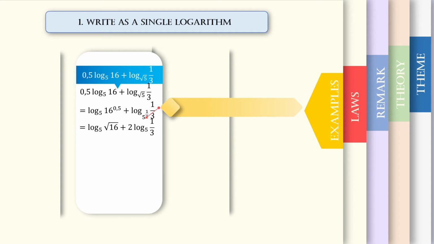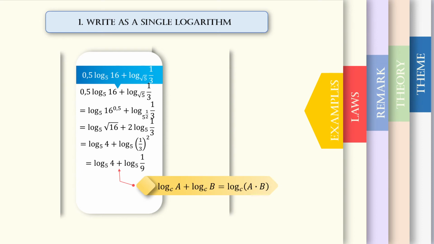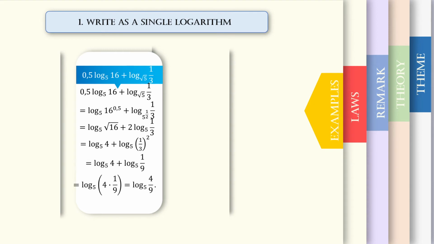Next, for the second logarithm, again with the well-known property, we can bring 2 as the exponent to the argument 1/3. And we will get this exercise in final. Logarithm base 5 of 4 plus logarithm base 5 of 1 over 9. Oh, very nice. We have the sum of two logarithms. We have the same base. And by using this property, we can write it as a single logarithm, and we will multiply the arguments of the two previous logarithms, and we will get the final answer, logarithm base 5 of 4 over 9. Nice.